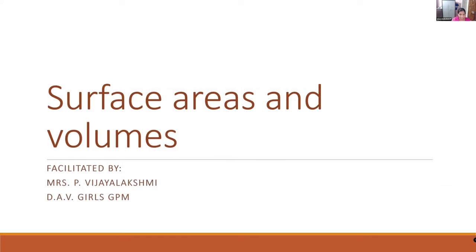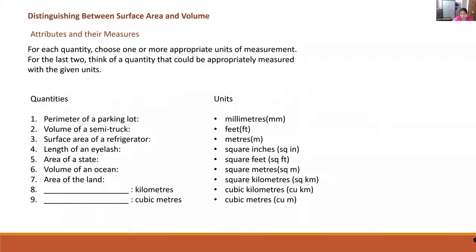The first thing we have to make them understand, when they come from class 8 to class 9, is surface area and volume. Many students don't know how to distinguish between surface areas and volume, their attributes and their measurements. For example, if I show this pen, what would be the appropriate units? I can measure this pen using centimeters or inches. Many children are not able to give the appropriate units for the things we show.